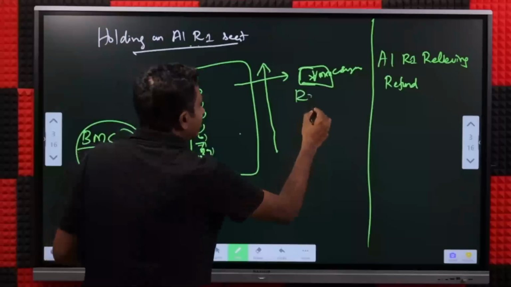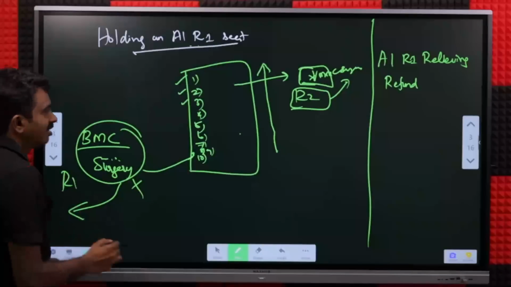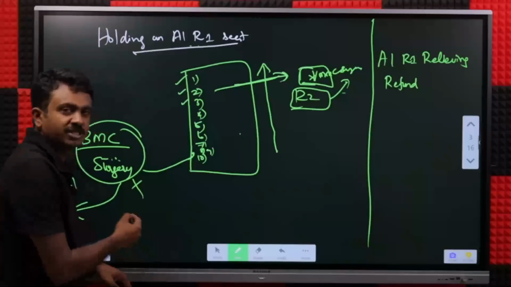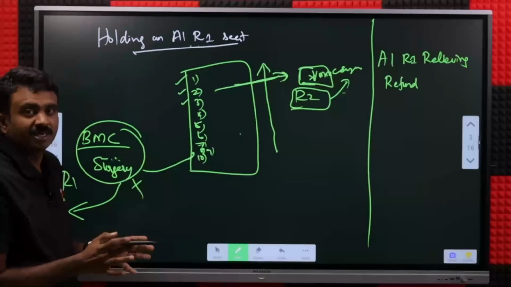You have been allotted by MCC this seat in R2, but I want to go back to my R1 seat. MCC says, no, you told me that this is a better seat. You go with your R2 seat. You cannot go back to the R1 seat. So this is the only concern that you will need to be very clear about.